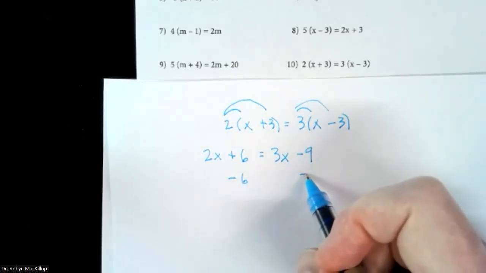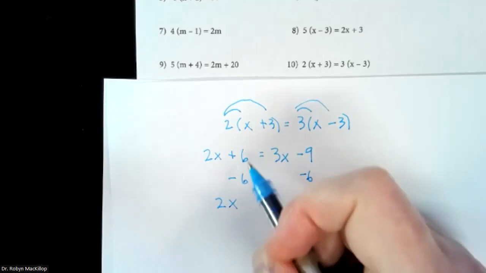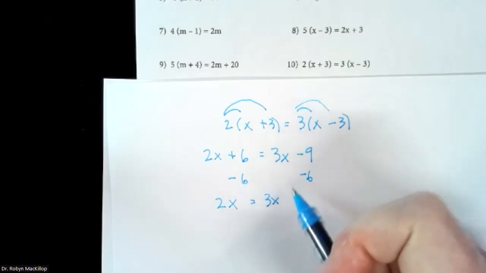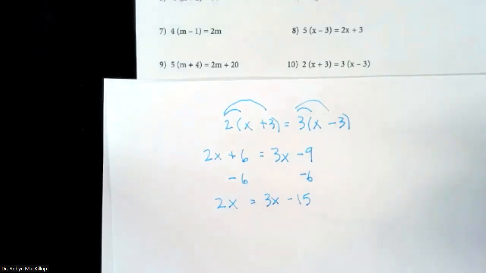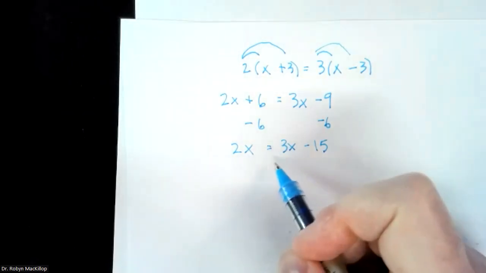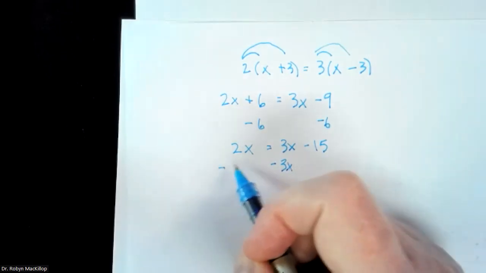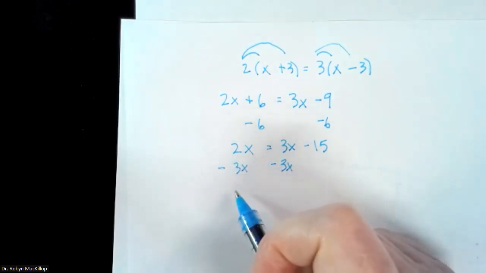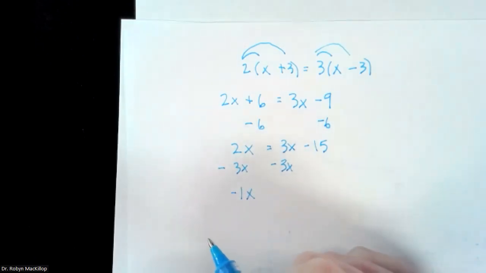And we're going to do the same thing on the other side with that number. And that's going to leave us 2x on this side. The 6's are gone. Bring down your 3x. And negative 9 and negative 6 is negative 15. Now you have to get rid of the 3x because if you got rid of the 2x, you wouldn't have an equation. So we're going to get rid of 3x. That's going to be 2 minus 3 is negative 1x, or just negative x.